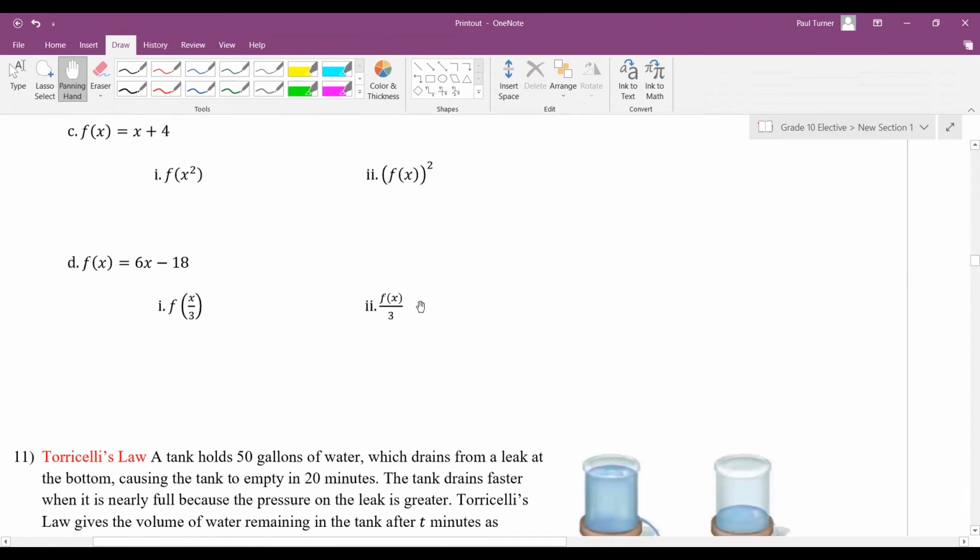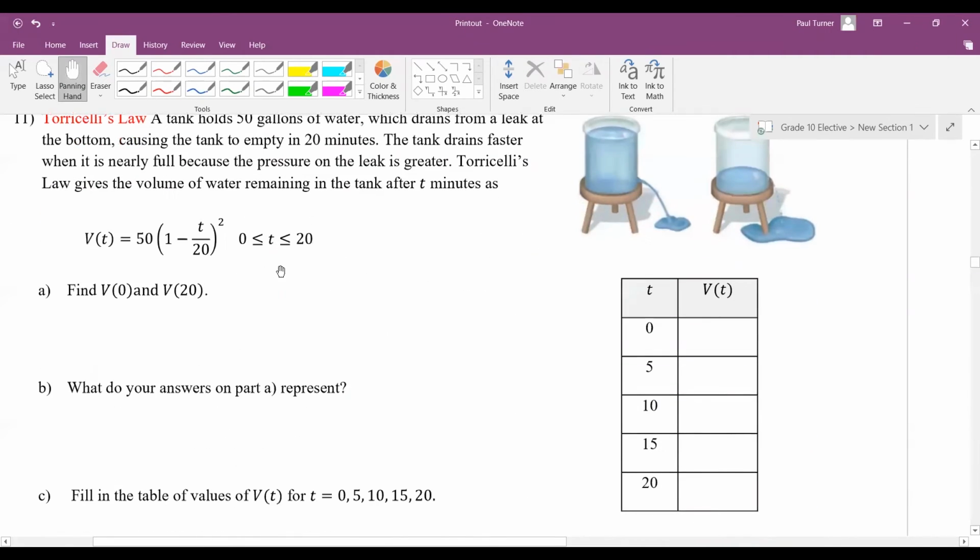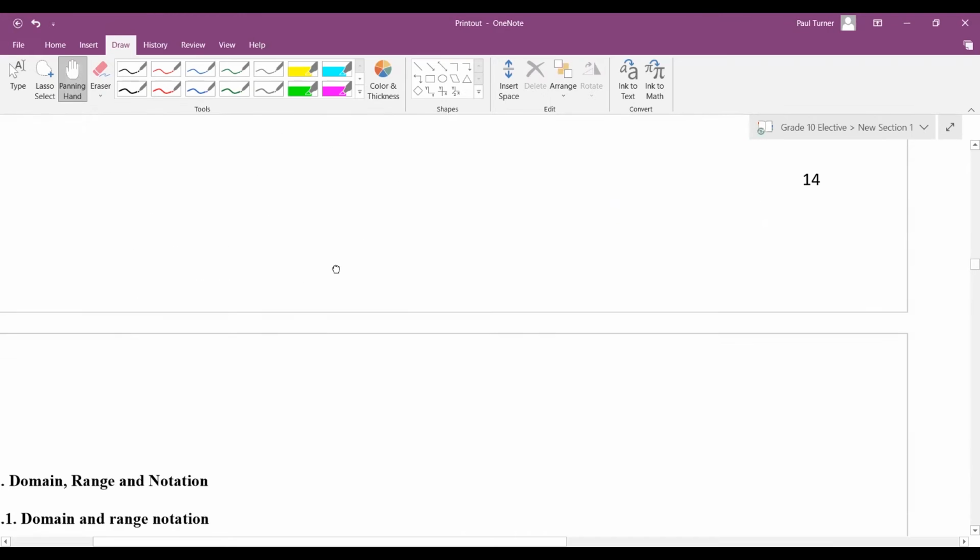This is the function divided by 3. So that's basically 6x minus 18 divided by 3, and simplify. Okay, that's it. You can try that yourself. There's another word problem. You can do that yourself.